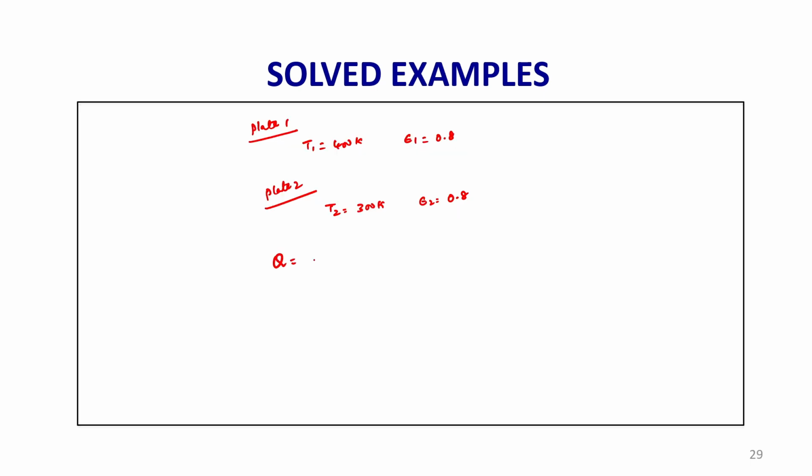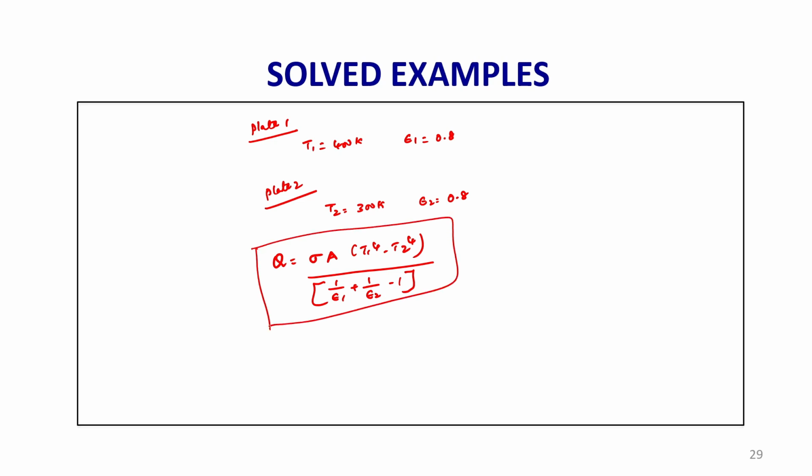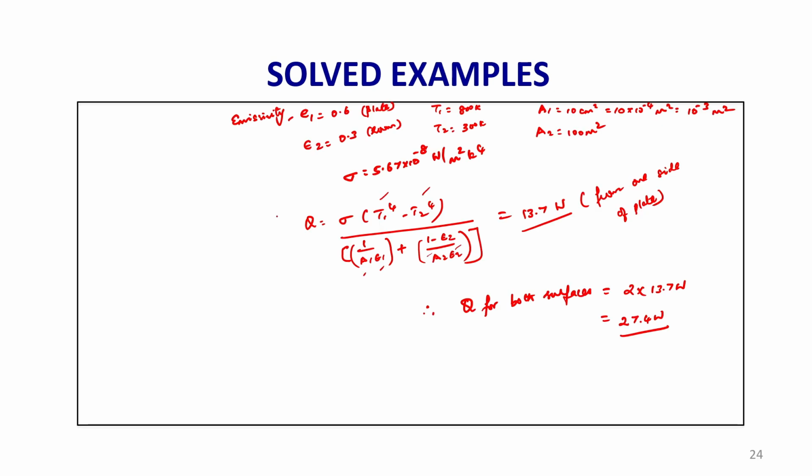So, Q is equal to sigma into A into T1 power 4 minus T2 power 4, divided by a square bracket for the denominator: 1 by epsilon 1 plus 1 by epsilon 2 minus 1. Heat transfer is from plate 1 to plate 2. After simplification it is minus 1. So, we can directly write this formula for parallel infinitely long plates, because the shape factor is 1 and the area remains the same. Similarly, for the previous question, we can directly use this formula.